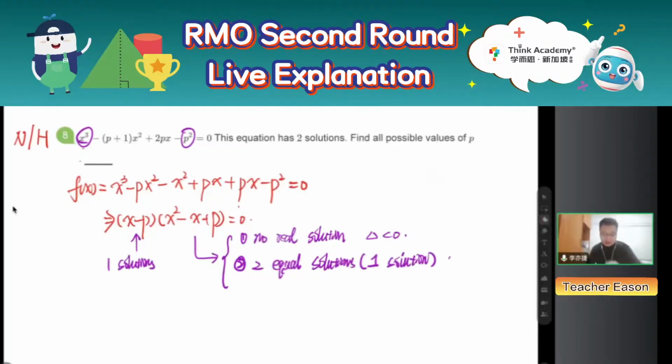So now, the first case doesn't work, right? And for this one solution, the delta must be 0. So 1 minus 4p equals 0, so p equals 1 over 4. So in this case, p equals 1 over 4.